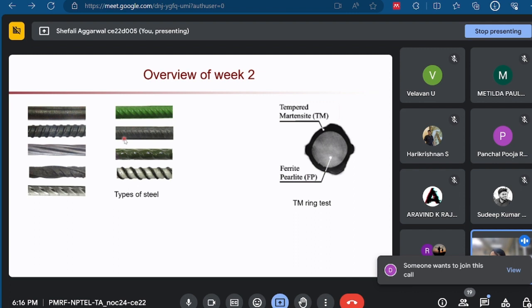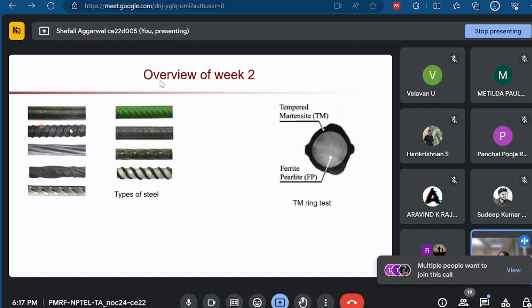We have corrosion resistance rebars, and then we have non-metallic rebars. Non-metallic rebars are mostly FRP rebars, fiber reinforced rebars. Okay, so these are the different types of rebars you might have studied, how they are formed, and what are the advantages and disadvantages of each type of rebar. And another thing you have studied in week 2 is the TM ring test.